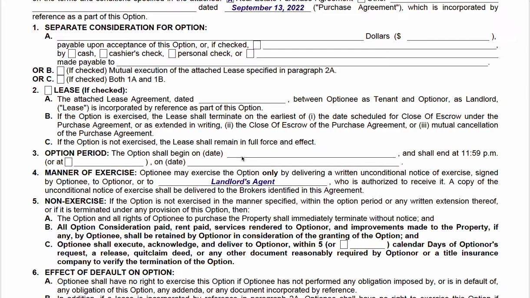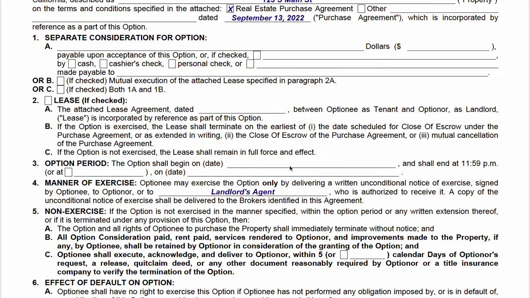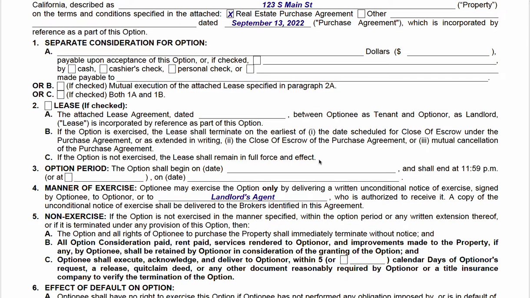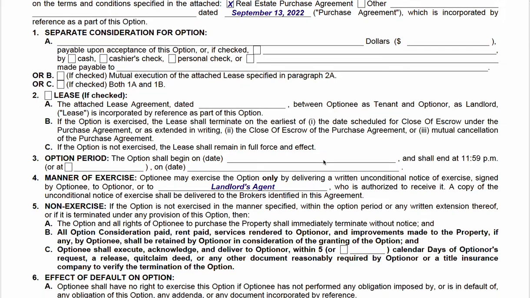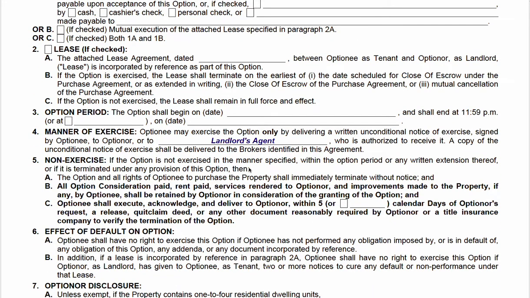If this is a lease option, you should put the entire term of the lease here. If you're just doing some investment arrangement where you're selling the option to an investor, again, you'll put a shorter time frame here, but there needs to be a start and end date.